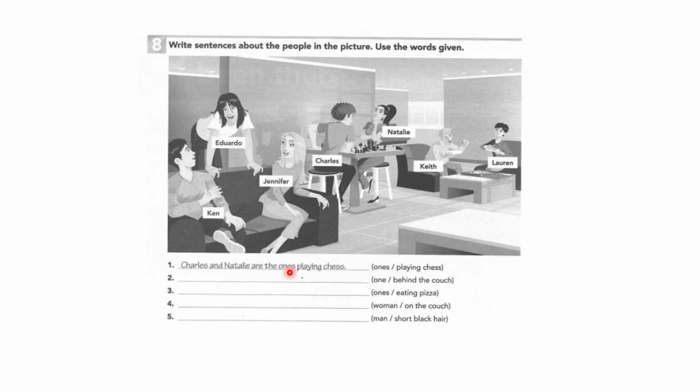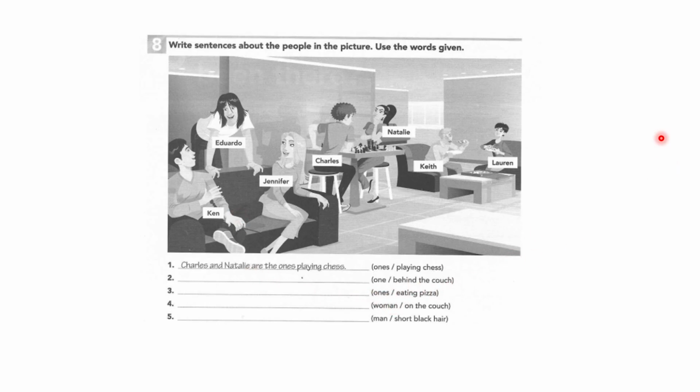Okay, so we have here number one: Charles and Natalie are the ones playing chess. We can see that right here. Let's continue with number two, one behind the couch. Tell me, Angela. Eduardo is the one behind the couch. Okay, that's correct.